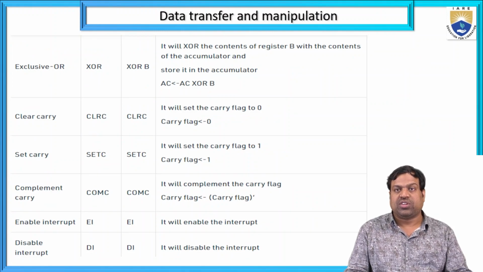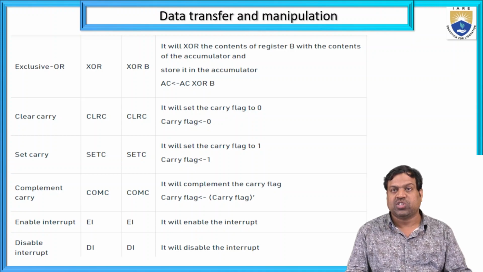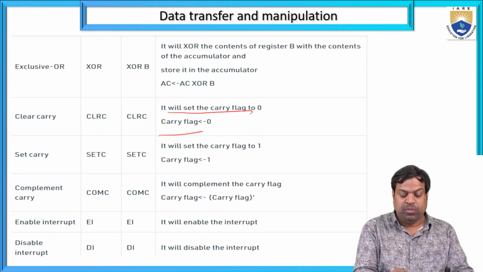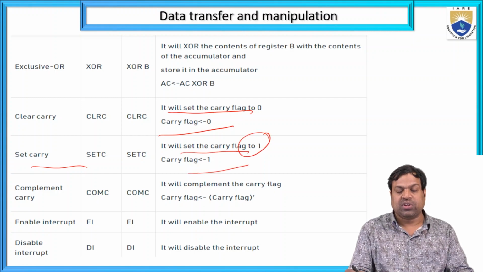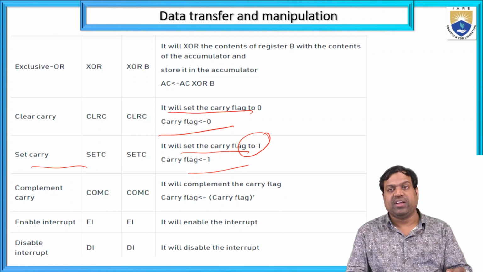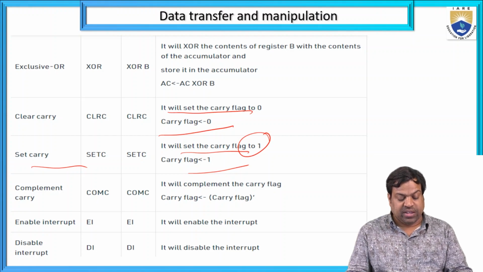Exclusive OR, XOR. It will XOR the content of register B with the content of the accumulator and store it in the accumulator. That is XOR. Clear carry means whatever carry values are there, it will be clearing them. And set carry means it will set the carry flag to 1. If a carry will be generated, then I am going for the set carry, which means we have to create a carry. Complement carry means we have to complement the carry value.